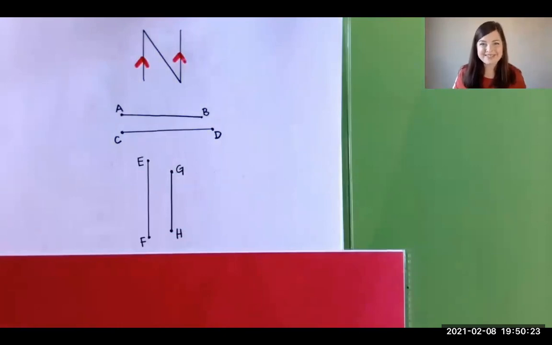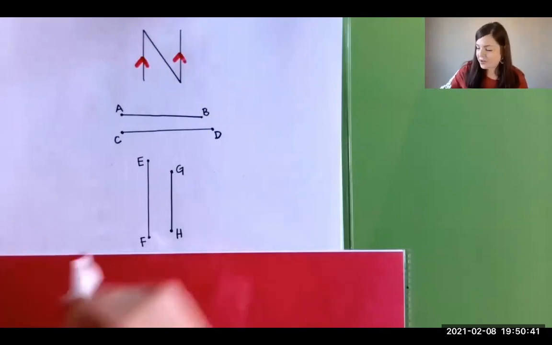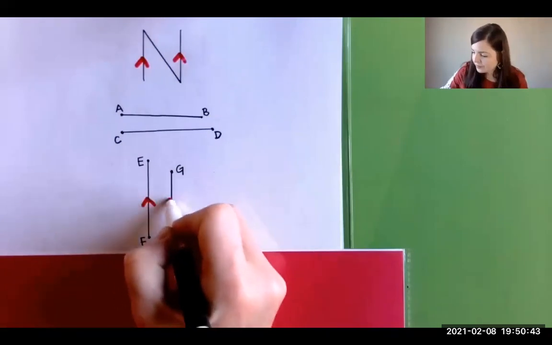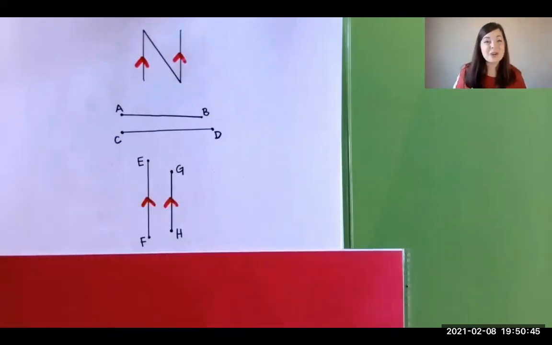Parallel or not parallel? Well, these two segments certainly appear to be parallel, don't they? It doesn't look like they would intersect if we extended them in either direction. Do you remember the symbol that we can use to show that these two segments are parallel? Right, we can draw an arrowhead on each. Great, let's try one more.